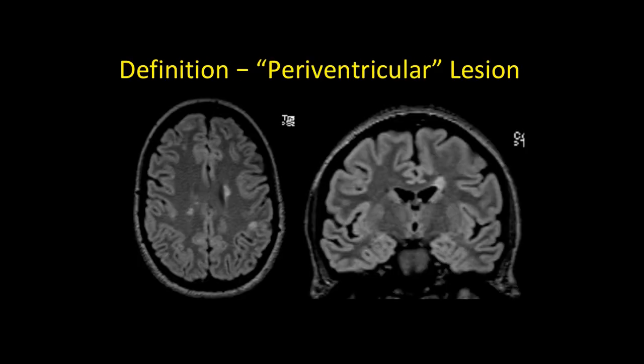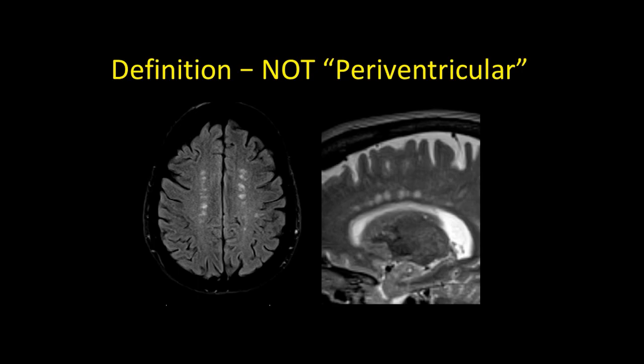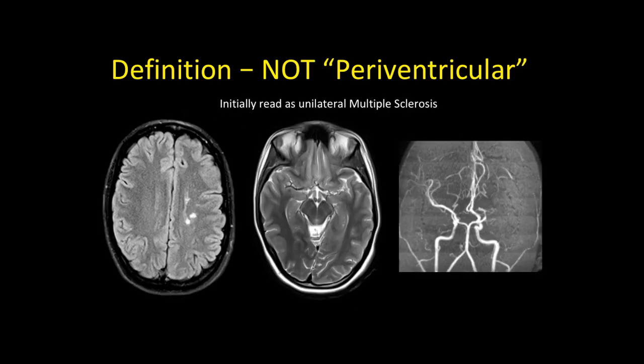Periventricular lesions need to be touching the ventricular surface. These are not periventricular lesions. Okay? These are not touching the ventricle. These are more indicative of chronic white matter changes in this case. Again, another case of not periventricular lesions.